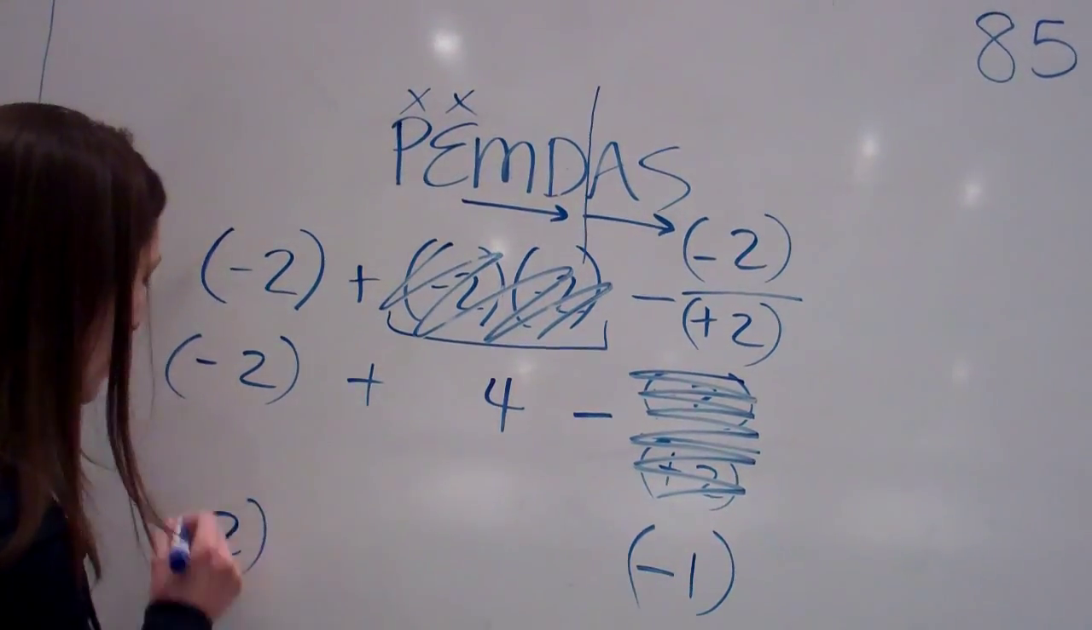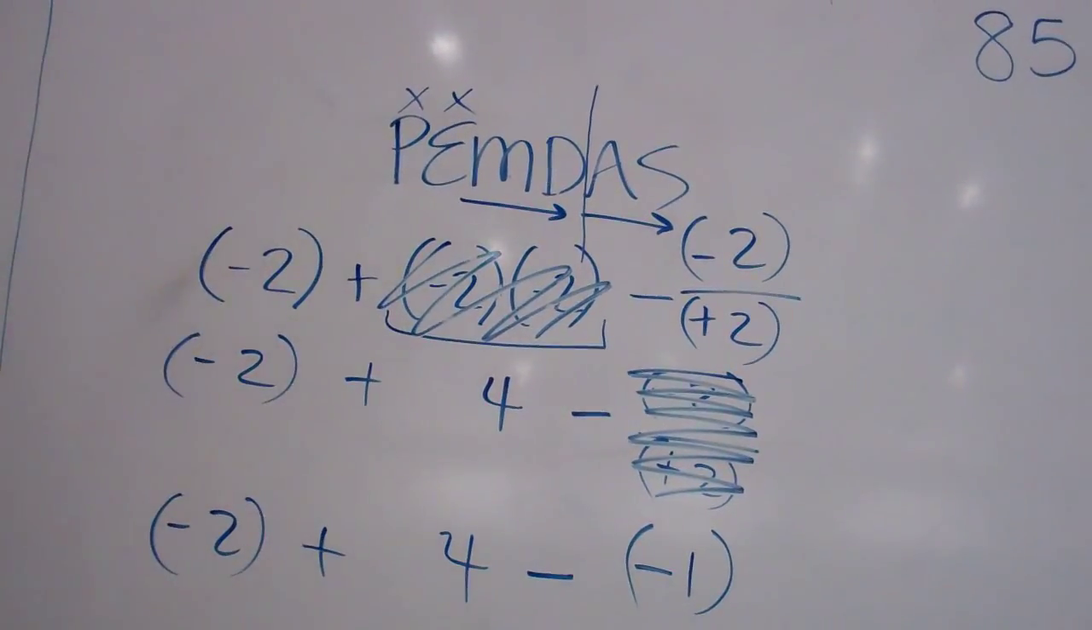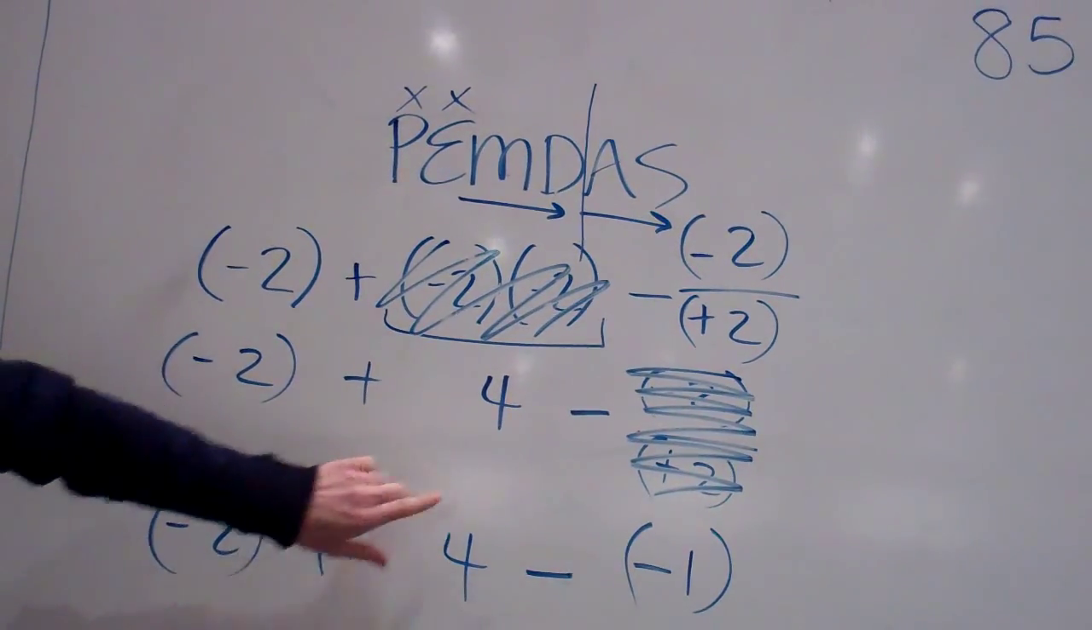Does everybody understand why I put that in parentheses? Because there's a minus right next to it. Because there's a minus right there. Thank you, Grace. And then those 2 minuses make it positive.